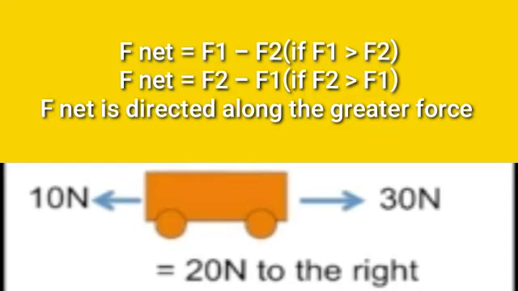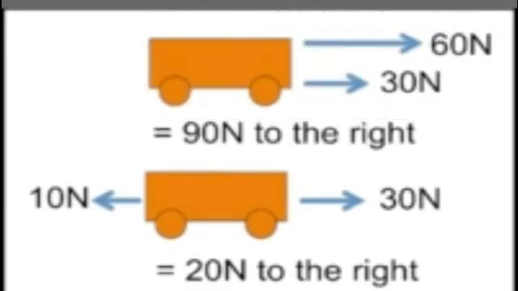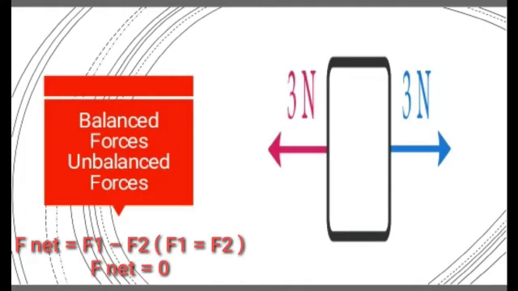Whereas in the second example, parallel unequal forces are acting in opposite directions. So what is the F net? F net is equal to F1 minus F2 if F1 is greater than F2, and F net is F2 minus F1 if F2 is greater than F1. Here you can see that the body will move in the direction of the greater force. You understand that?